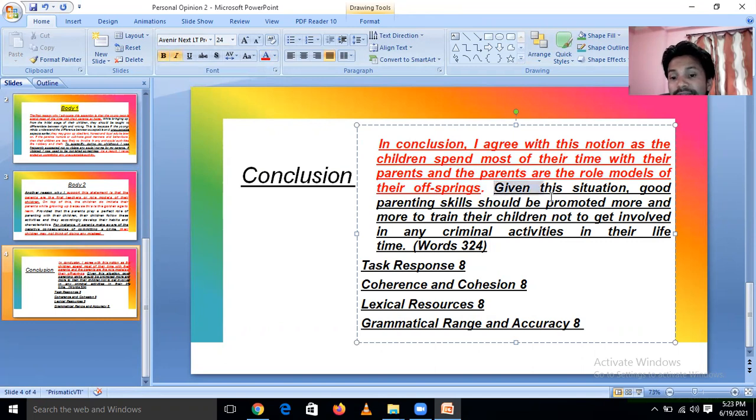Now you need to give the recommendation. Given this situation, good parenting skills should be promoted more and more to train their children not to get involved in any criminal activities in their lifetime. So the parents should teach all those aspects to the children. So look here, the essay that is discussed is band 8, covering all marking criteria: task response, coherence and cohesion, lexical resources, grammatical range and accuracy. So please write step by step and go on.